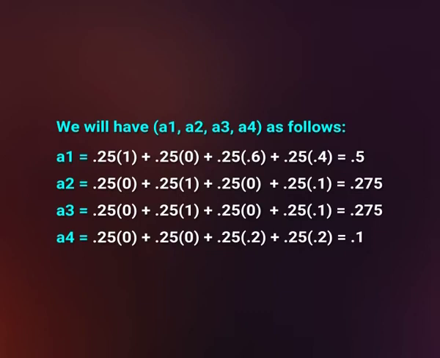A4 is equal to 0.25 × 0 plus 0.25 × 0 plus 0.25 × 0.2 plus 0.25 × 0.2, which is equal to 0.1. Now, if we start with 25% of accounts in state 1, then the next period we have 50% of accounts in state 1 and so on.